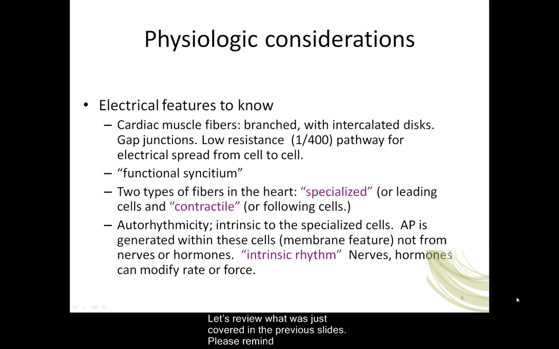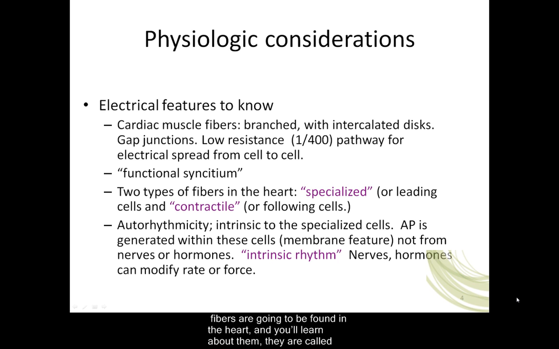Let's review what was just covered in the previous slides. Please remind yourself that the cardiac muscle fibers are branched and have intercalated discs. These have gap junctions and are a pathway of low resistance, so the electrical signal can spread from cell to cell. This allows the heart muscle cells to act as a, quote, functional syncytium. That means the heart cells can contract as one.